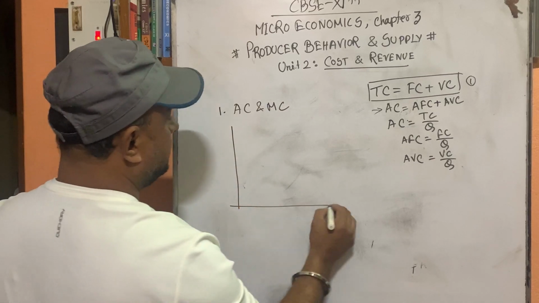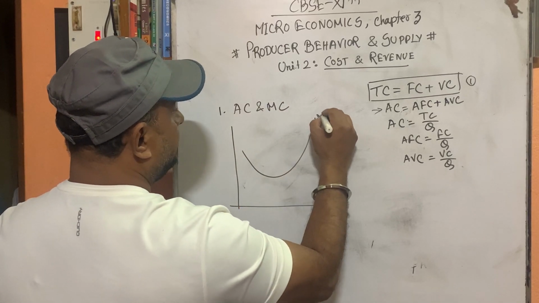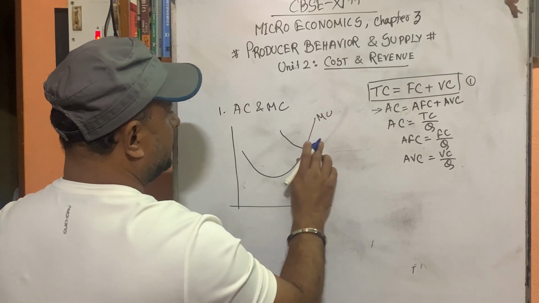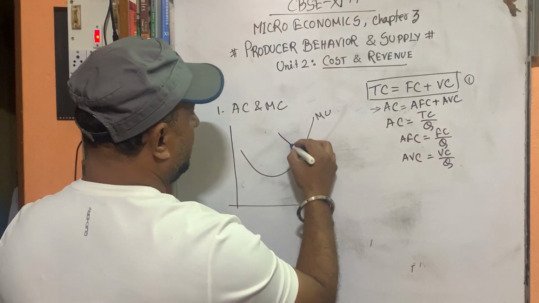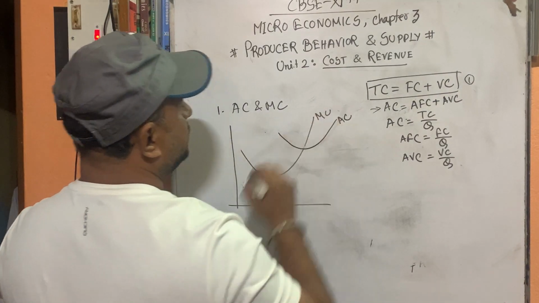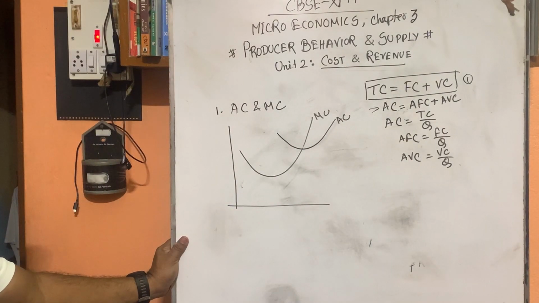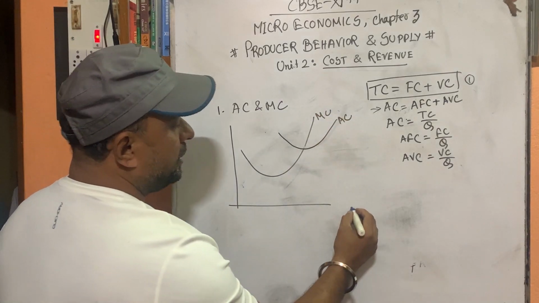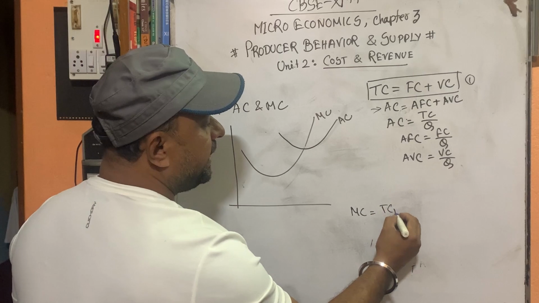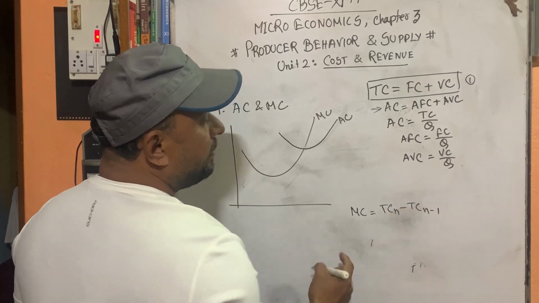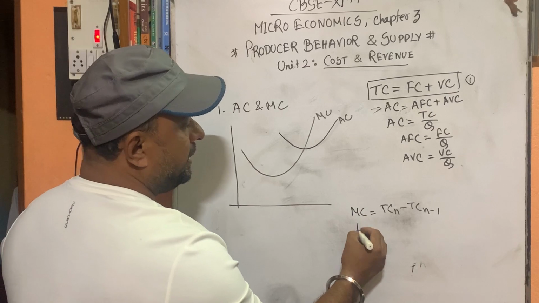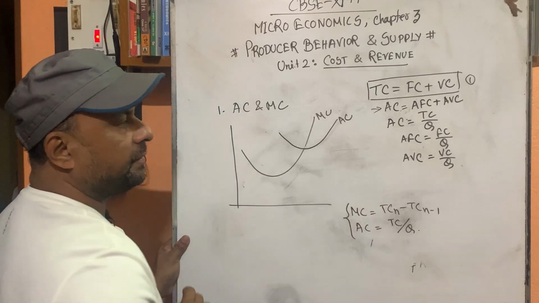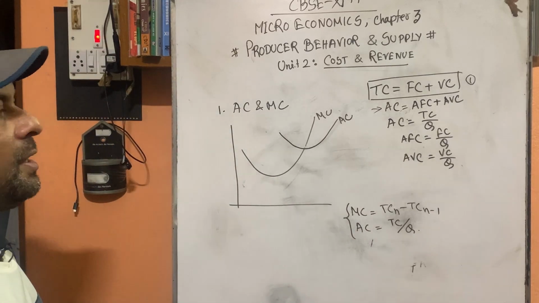The figure is like this. This is our marginal cost curve. This is our average cost curve. Marginal cost, average cost. Okay, how are they related? Both we calculate from the total cost. The marginal cost formula is TCn minus TCn minus 1. Marginal cost we can calculate from TC. Average cost is the ratio between TC and quantity of output. This is the basic relation. Both AC and MC are calculated from total cost.